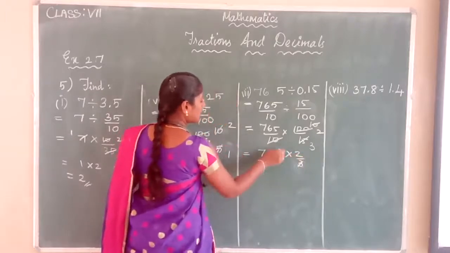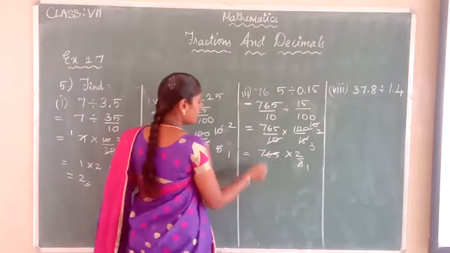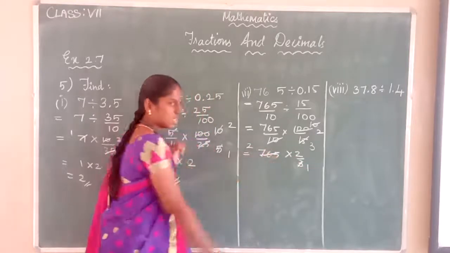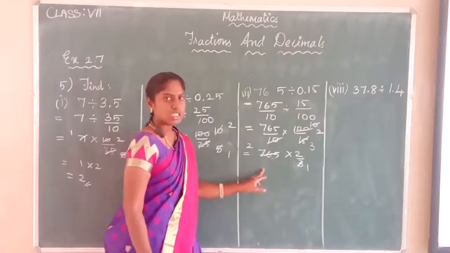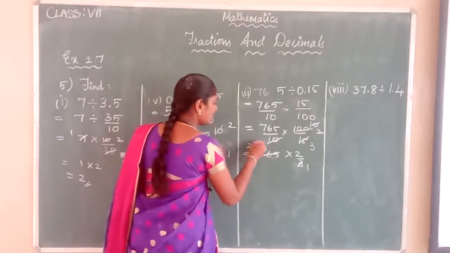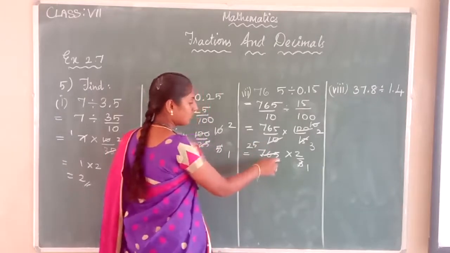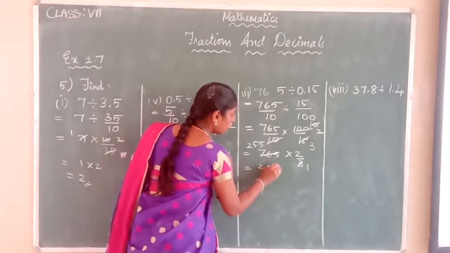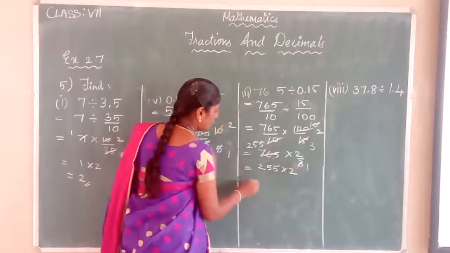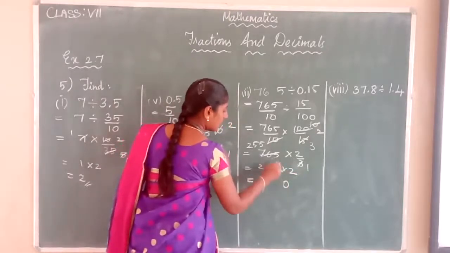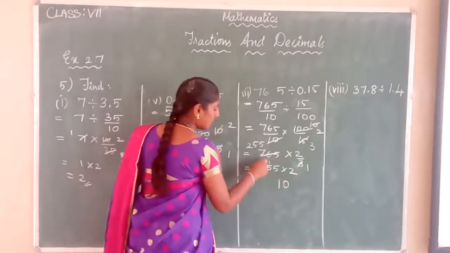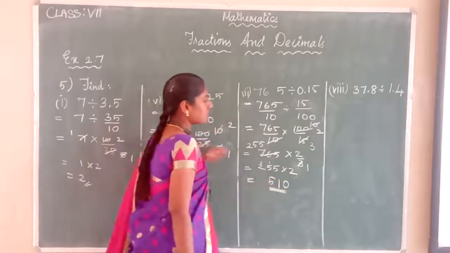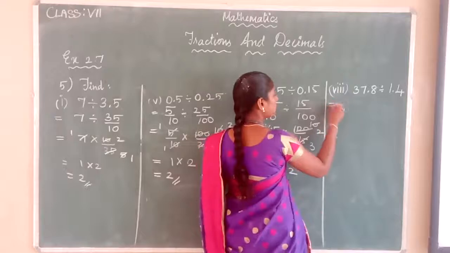Cancel 3 and 765. 3 ones are 3. 3 2s are 6. 1 is remaining. So join with this 6. So you have 15 in 3 table. 3 5s are 15. 1 will be remaining. Join it with this 5. You will again get 15, 3 5s are 15. So what is remaining? 255 into 2 is remaining. So the answer is 2 5s are 10, plus 1, 11. 2 2s are 4 plus 1, 5. So 510 is the answer. It's clear. Coming to the next one.